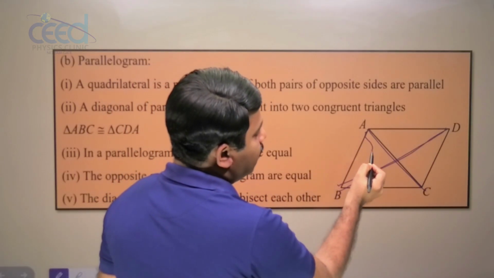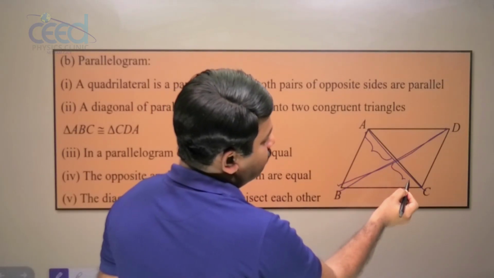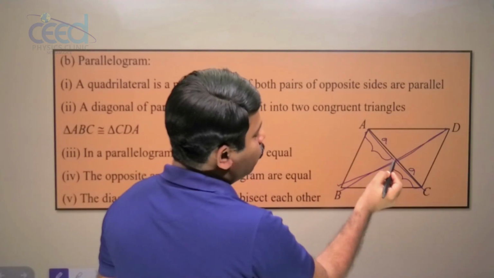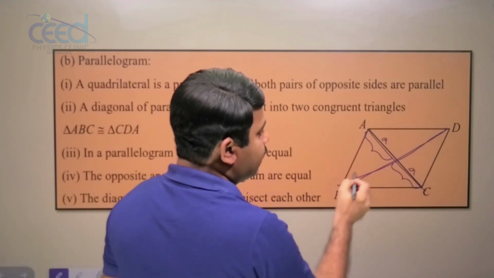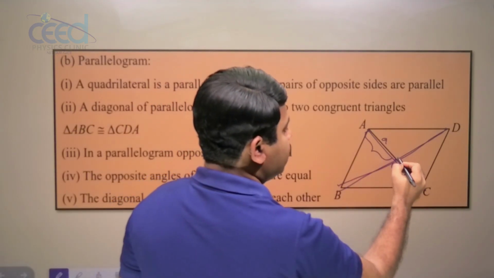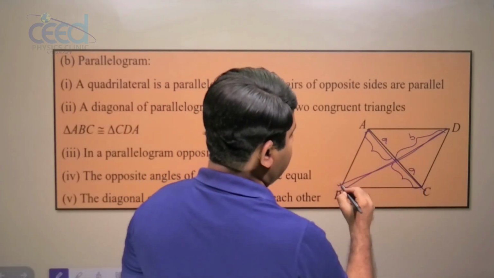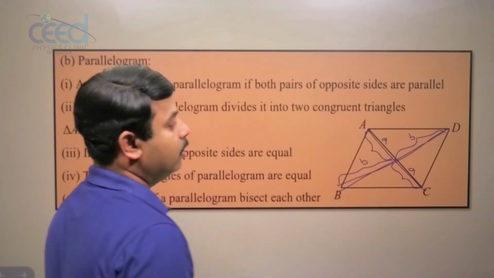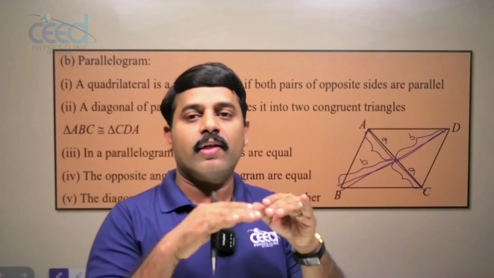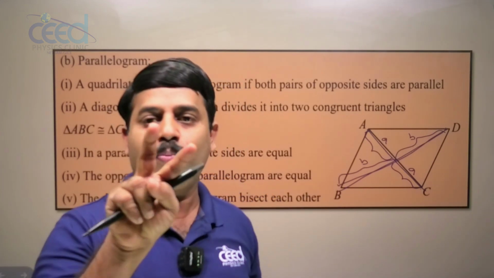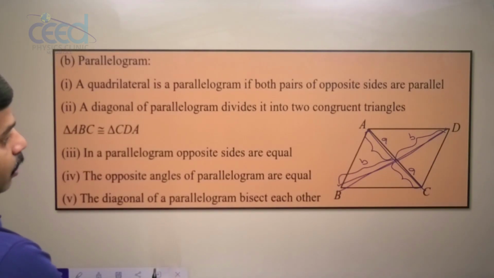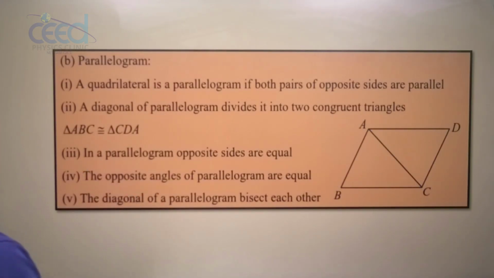Now this length, suppose this is A, then this is also A, because the diagonals intersect and divide each other equally. Similarly, if this length is B, then this length is also B. That means by the intersection of diagonals, each diagonal is divided into two equal parts. So that is about a parallelogram.